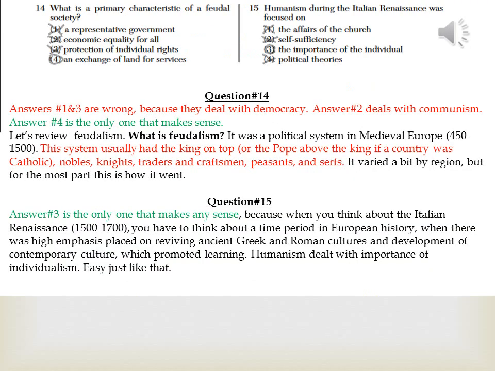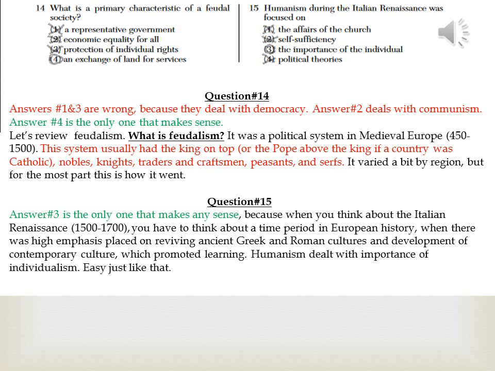Question number 14. What is the primary characteristic of a feudal society? Is it 1, a representative government? Is it 2, economic equality for all? Is it 3, protection of individual rights? Or is it 4, an exchange of land for services?